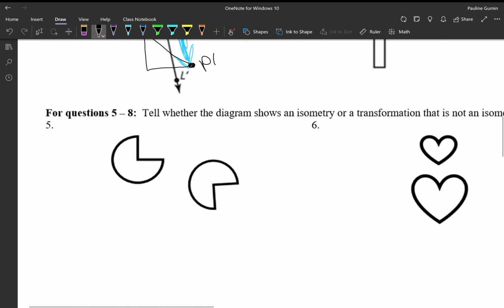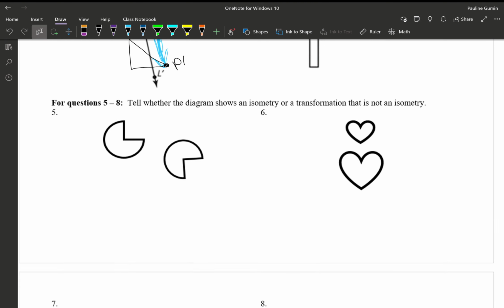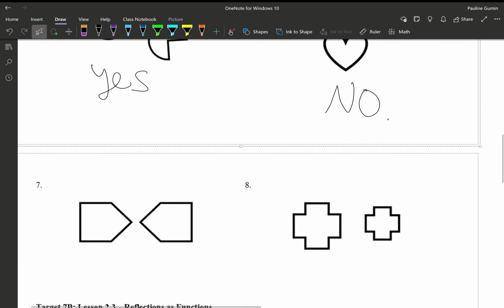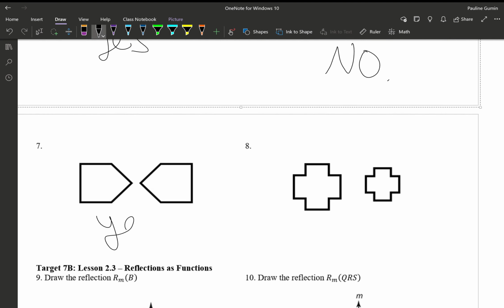Numbers 5, 6, 7, 8, we're going to see whether or not the diagrams have isometry. Number 5, yes, this does have isometry because the shape stayed the same size. It moved a little, but it's the same size. Number 6 does not have isometry because the heart got larger or smaller, depending on which direction we're going. Number 7 does have isometry because it's the same shape, it's just reflected. Number 8 does not because one of the shapes is smaller.